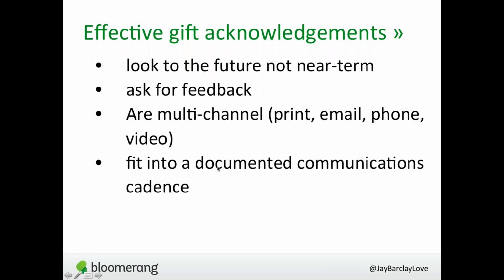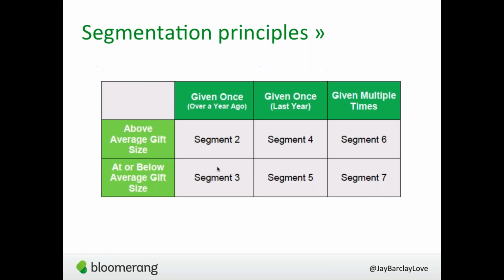But most importantly, all of these effective hints here are tied into a documented communications cadence. So what do I mean by a cadence? Well, what we're talking about is for any gift that comes in, unless it's a monthly recurring donor, we want to make sure that we have 2, 3, maybe even 4 touches in the next 3 to 6 months after the gift comes in as part of a communication cadence. So let me share some examples of that as we go through here.